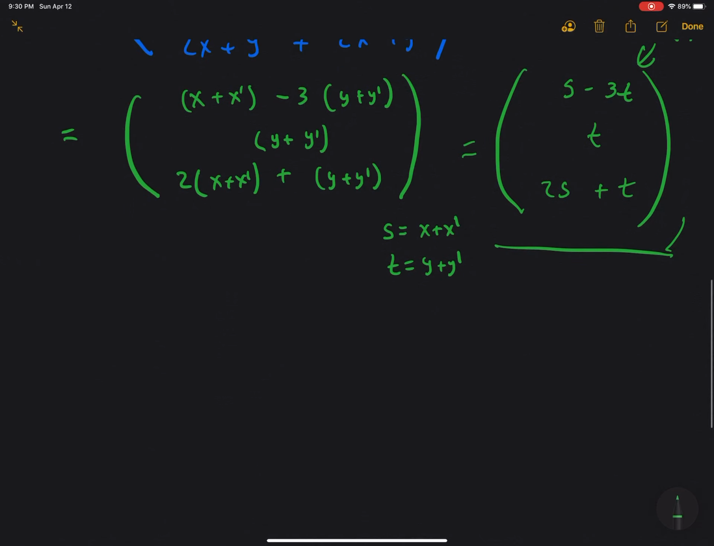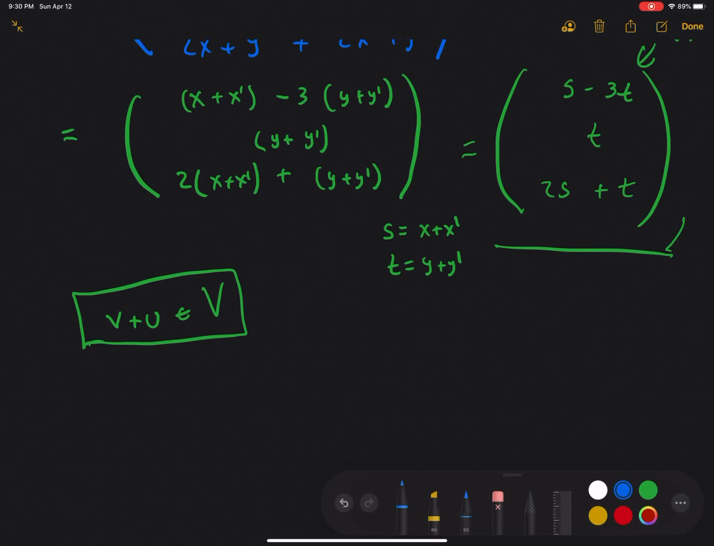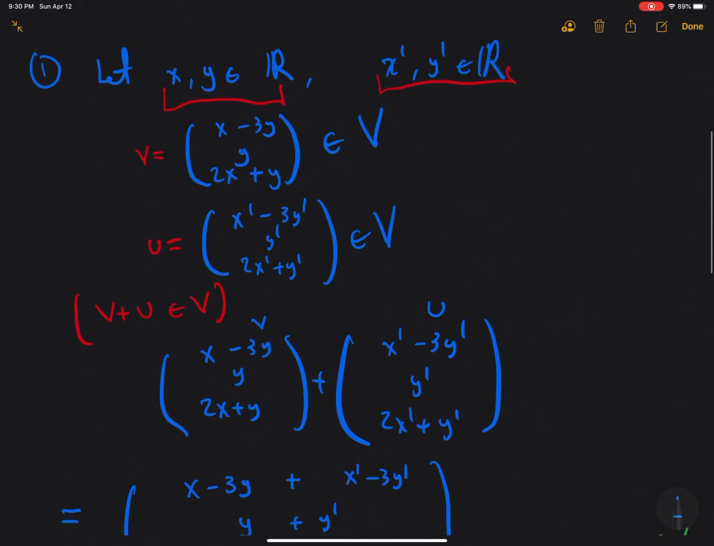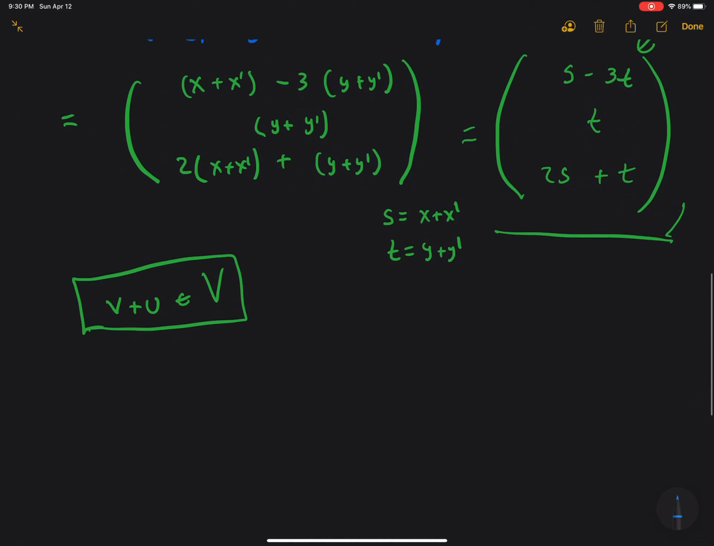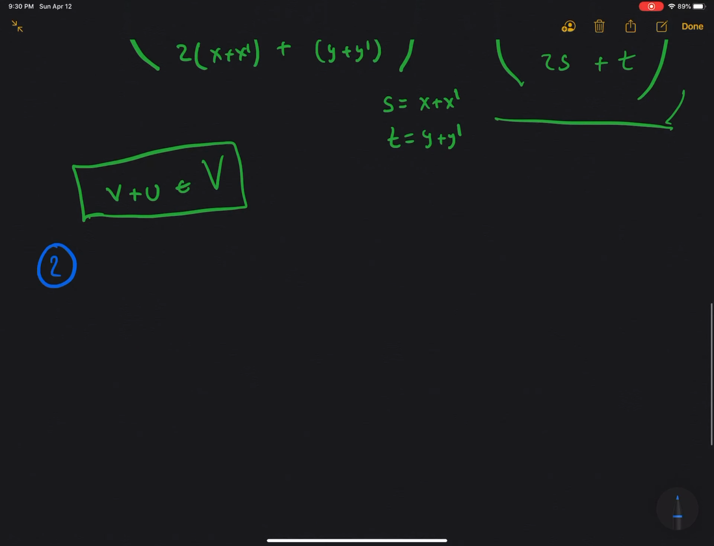In other words, what we just showed is that if I have the sum of two vectors in V, then that is also going to be a vector in V. So that's the first part. We already showed the first part of the properties of vector spaces. Now for the second part, we'll do something similar.